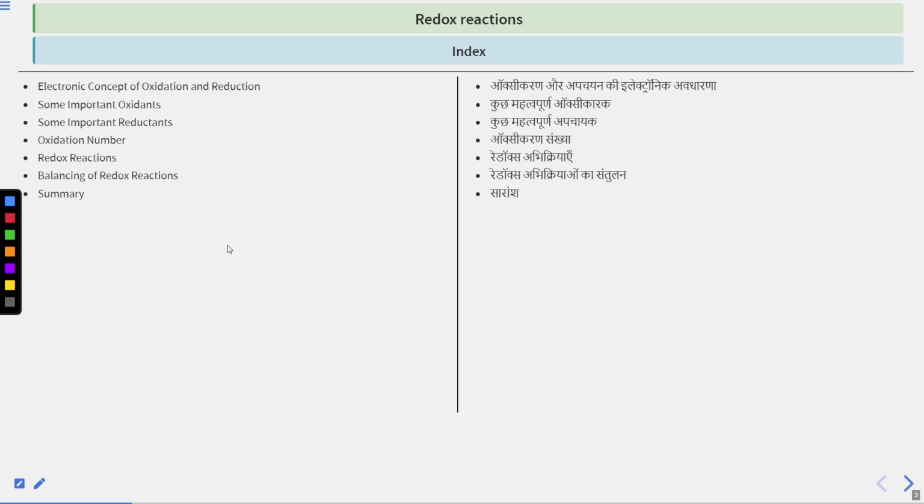So this is our index slide, and these are the major topics we're going to cover today. It consists of electronic concepts of oxidation and reduction, some important oxidants, some important reductants, oxidation number, redox reactions, balancing of redox reactions, and lastly, we will conclude with a summary.